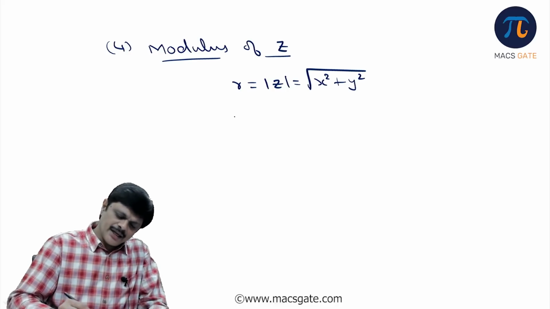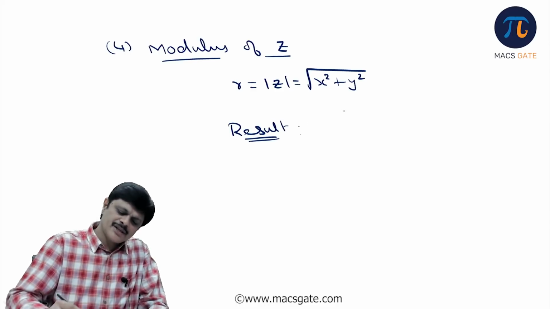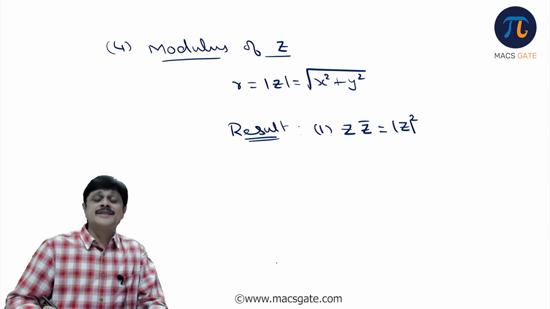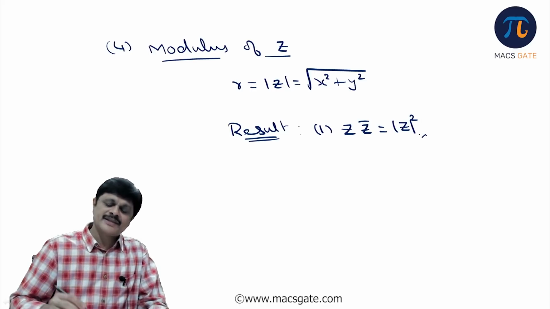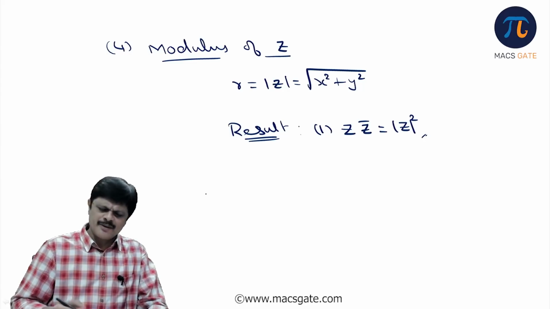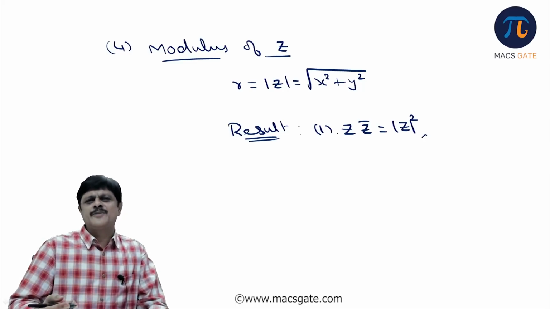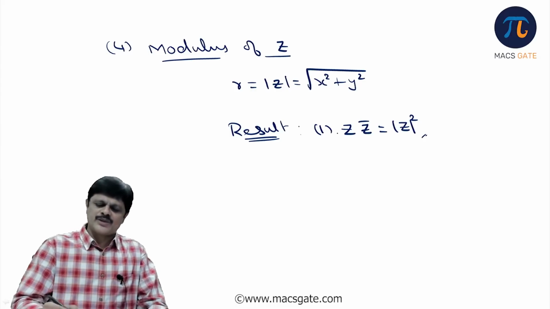Is it clear? Now, here is a beautiful result, since we just completed the conjugate. Z into Z conjugate is nothing but mod Z square. Z into Z conjugate is mod Z square. So please remember this, a very interesting result. Simply x plus iy into its conjugate x minus iy is x square plus y square, which is nothing but mod Z whole square.